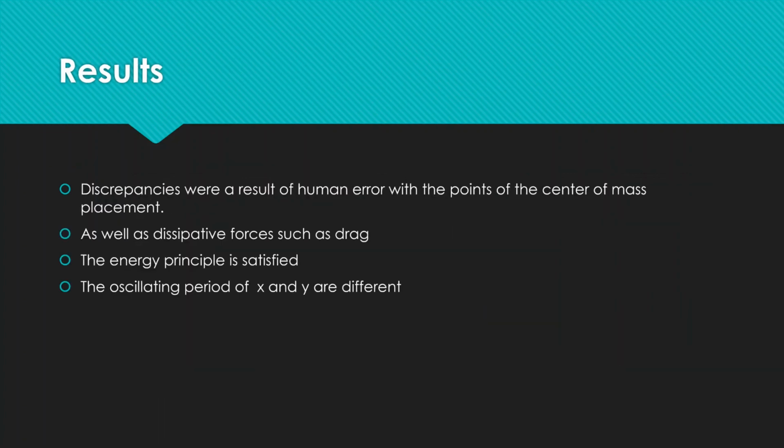As you can see, here are the results, which are just a summary of everything we've been over. The discrepancies are a result of human error and no dissipative force, such as drag, being accounted for. The energy principle was satisfied, and we found that the oscillating periods of x and y were different.